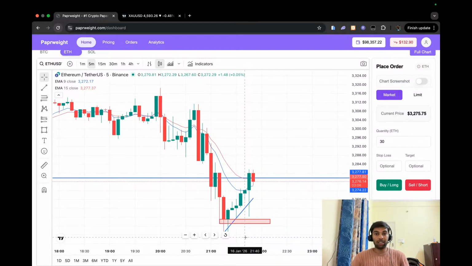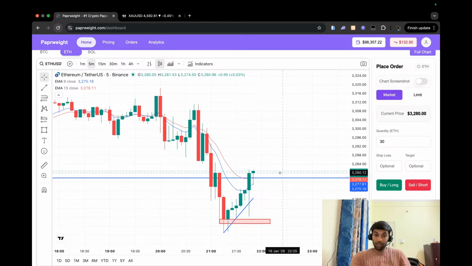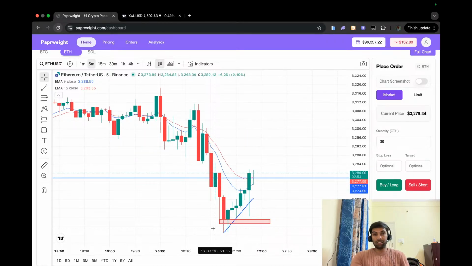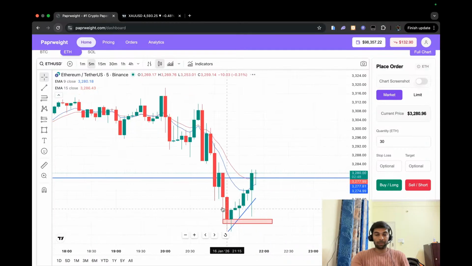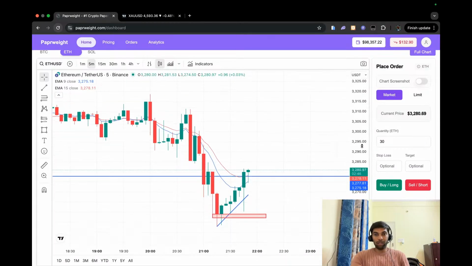The probability is that it has to square off, it has to wipe out all those buyers. There should be a big red candle, but as you can see, market is trying to move in the up direction, and this is an unusual move. So I would avoid trading over here.